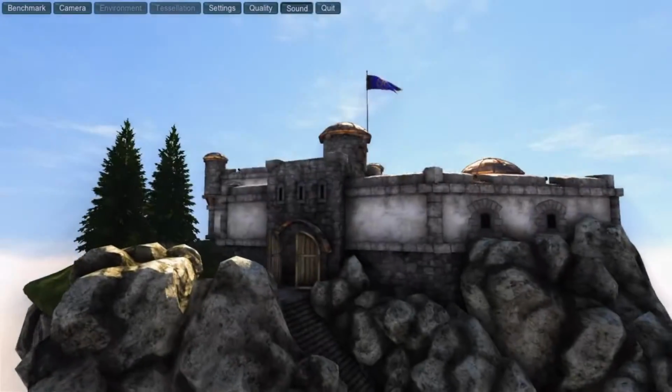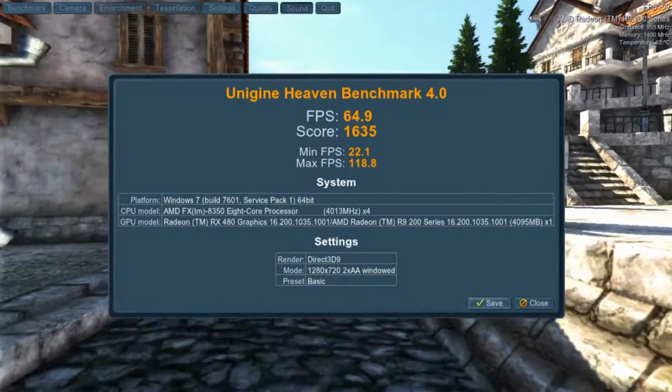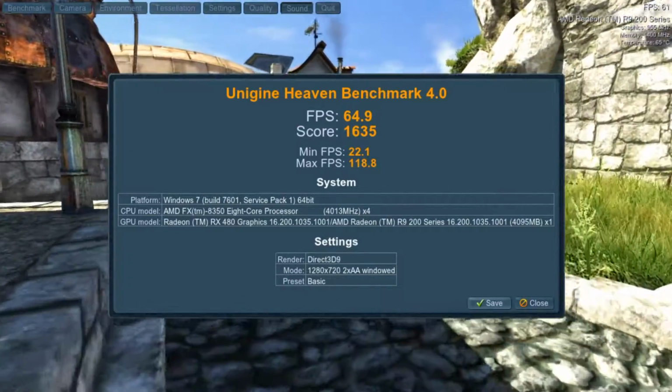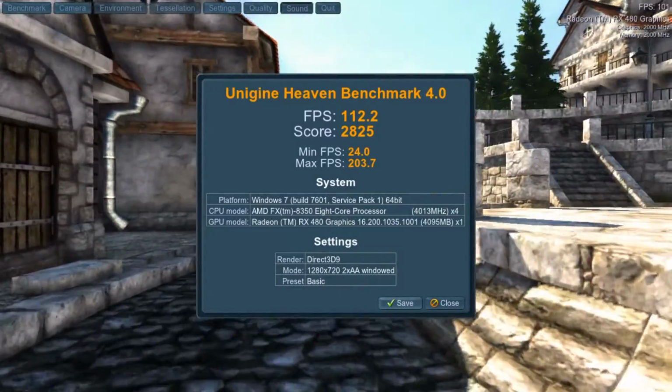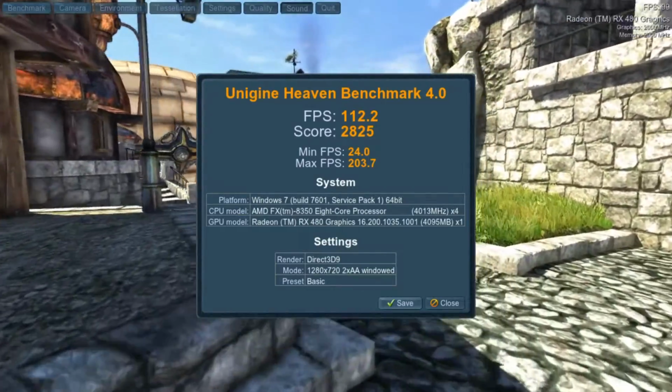and then I ran the regular Firestrike. All right, so first up we have the Heaven basic benchmark for both cards. First, the R9 270 scoring an average of 64 with a low of 22 and a high of 118. The RX 480 scoring an average of 111 with a low of 24 and a high of 203.